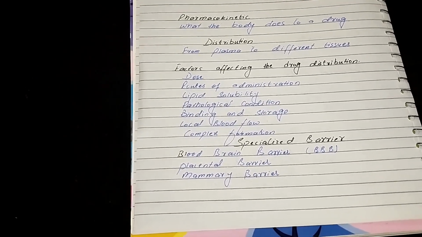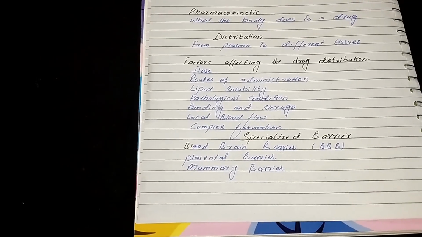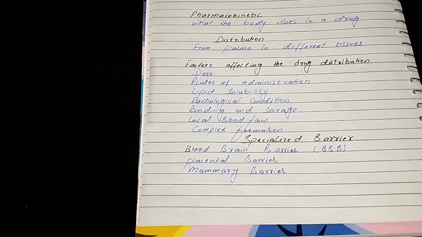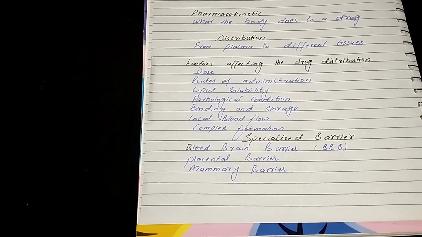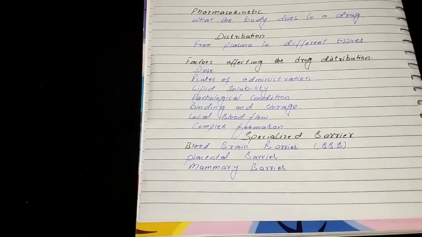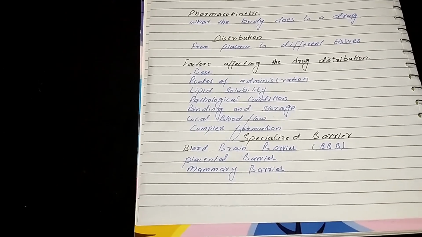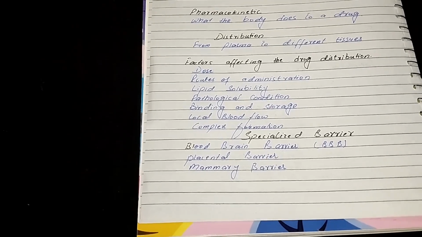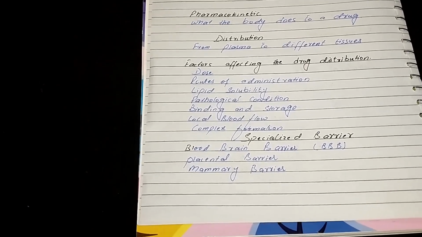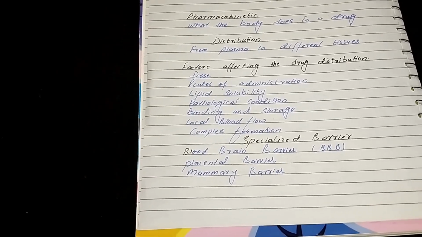Next, we have specialized barriers that affect the distribution of the drug. First, we take the blood-brain barrier. The transfer of the drug through the blood-brain barrier is proportional to the lipid solubility of the drug, as we studied before: the more lipid soluble the drug, the more it is absorbed. The same thing applies here, because the blood-brain barrier is a lipoidal membrane, so lipid soluble drugs easily pass through it to enter the CNS and produce their effect. Narcotic agents and barbiturates, and for example diazepam, are lipid soluble drugs and easily pass through the blood-brain barrier, right?